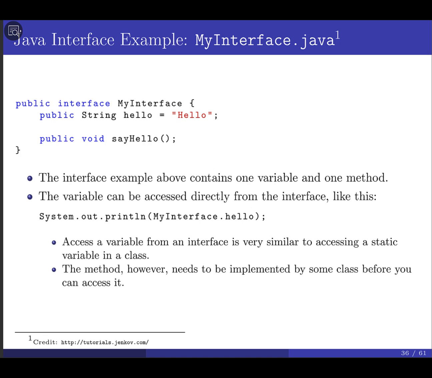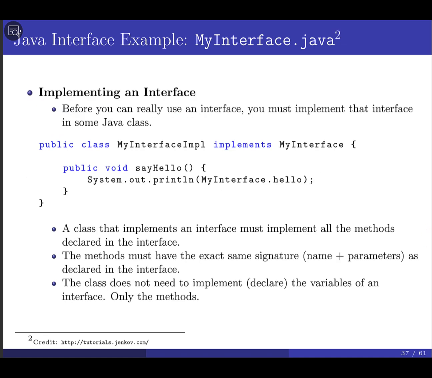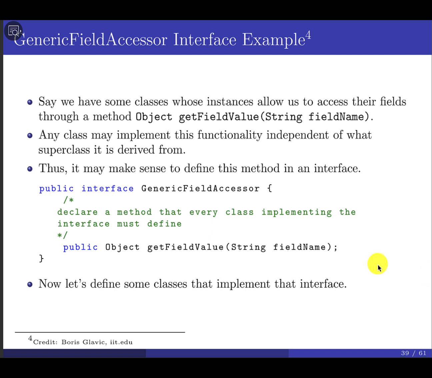We covered this slide, and we know how to create or access an interface. Good. Let's have another example here. Now assume that we have some classes whose instances allow us to access their fields.